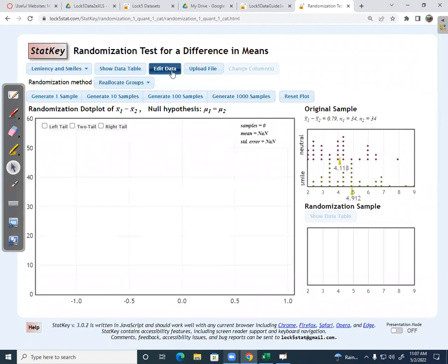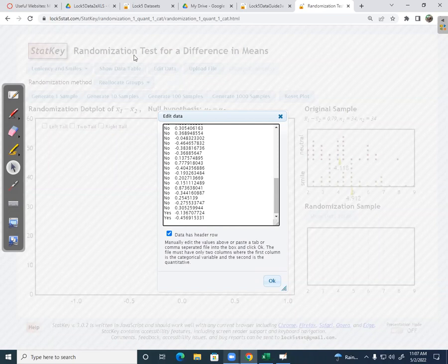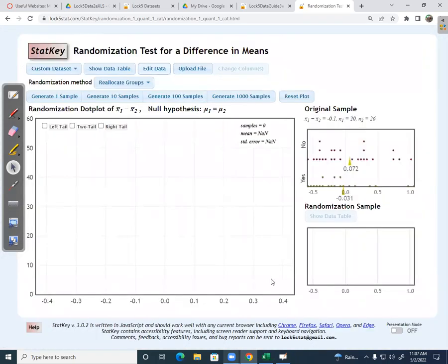Then we edit the data, delete whatever's there, paste in what we have, and hope StatKey likes it. Let's see, do I have a header row? I did bring in the header row, and StatKey says it likes it. Cool. All right, next. Before, we had to set the null hypothesis at the top. What does this say? It says mu1 equals mu2.